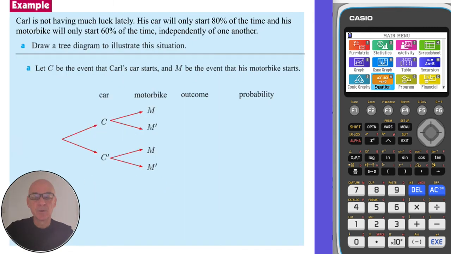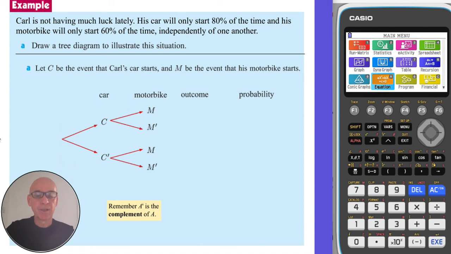In this question, we're asked to draw a tree diagram to illustrate the situation. So C represents the event that the car starts, and M the event that the motorbike starts. So either the car starts or it doesn't start, it not starting being the complement of starting. So C dash is the complement of C, and M dash or M prime is the complement of M.